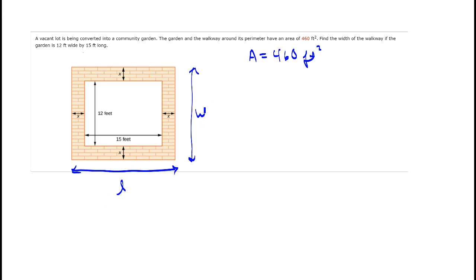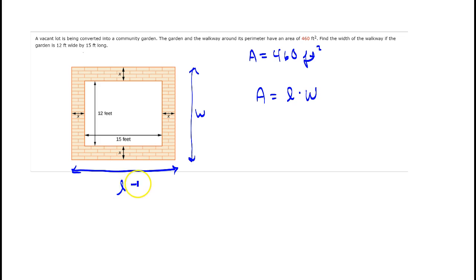What else do we know? Find the width of the walkway if the garden is 12 feet wide by 15 feet long. So we know the width of the garden, and we're just trying to find the width of the walkway. So we're going to use this area here. Remember, how do we find the area of a rectangular shape? It's length times width. Since we're talking about the area of the whole garden plus the walkway, I need to know the length of the garden and the walkway. Well, all we know is the width of the walkway is the same. It's x all the way around.